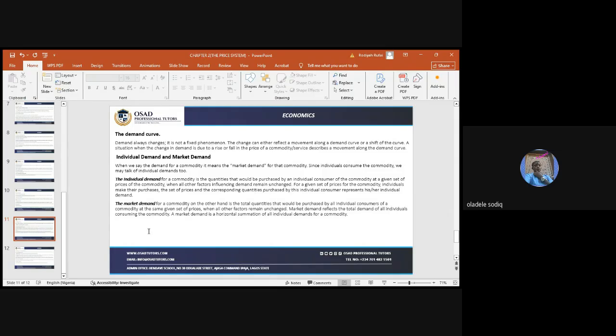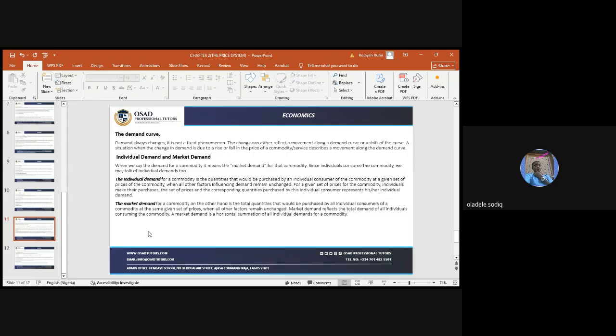So let's move on to individual demand and market demand. When we say the demand for a commodity, it means the market demand for that commodity. Since individuals consume the commodity, we may talk of individual demand. So it is not just market demand. The individual demand for a commodity is the quantities that would be purchased by an individual consumer of the commodity at a given set of prices of the commodity when all other factors influencing demand remain constant or unchanged. For a given set of prices, the individual makes purchases, and the set of prices and the corresponding quantity purchased by the individual consumer represent his individual demand.